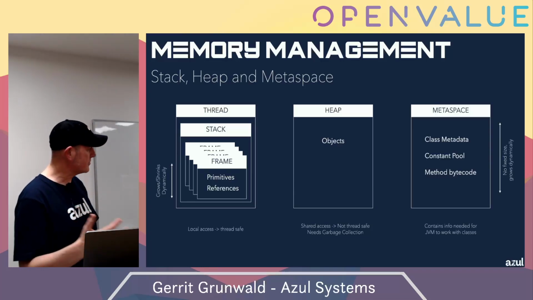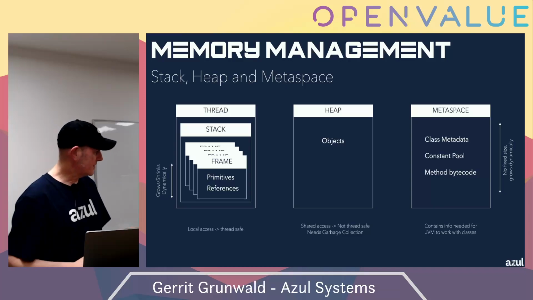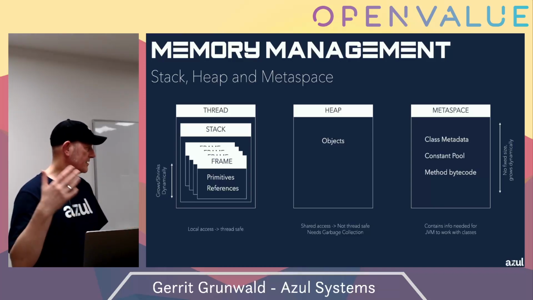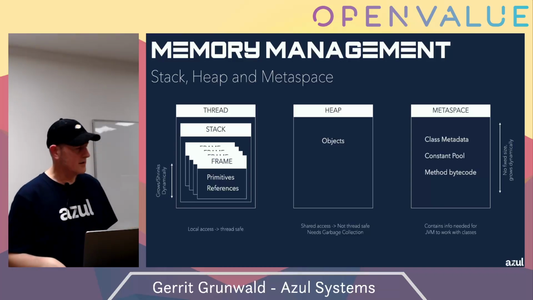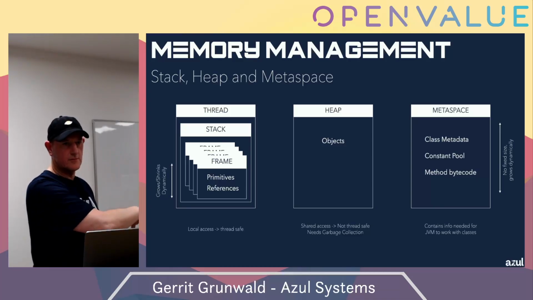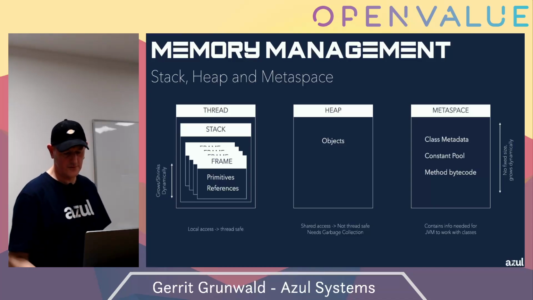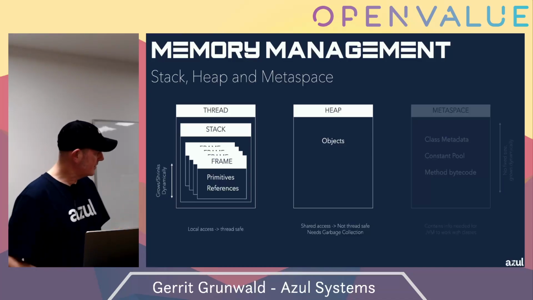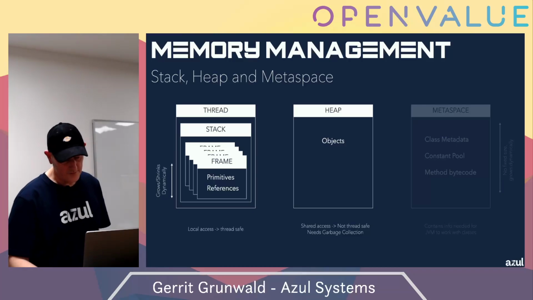And then we have the metaspace, which we don't want to look into today. It contains class metadata, constant pools, and other stuff. You can say it's simply everything the JVM needs to work with classes. This is in the metaspace. So not really important for this session, so we skip this part, because garbage collection is mainly happening in the heap.